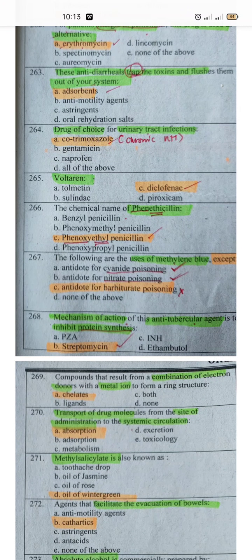267, the following are the uses of methylene blue, except letter C, antidote for barbiturate poisoning. So your methylene blue is used as an antidote for cyanide and nitrate poisoning.